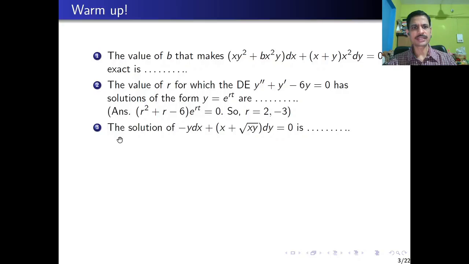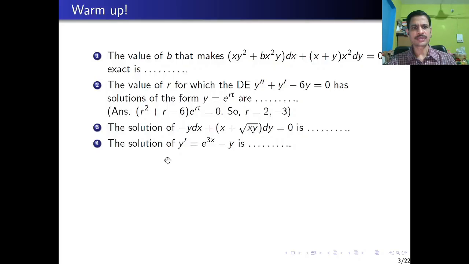The next question is: the solution of −y dx + (x + √(xy)) dy = 0 is ___. Please pause the video and try to solve the question. Here you notice that this equation is a homogeneous equation. Here M(x,y) is a homogeneous function of degree 1, and N(x,y) is also homogeneous of degree 1. So by the method that has been illustrated to you of solving homogeneous ODE, you can solve this question.